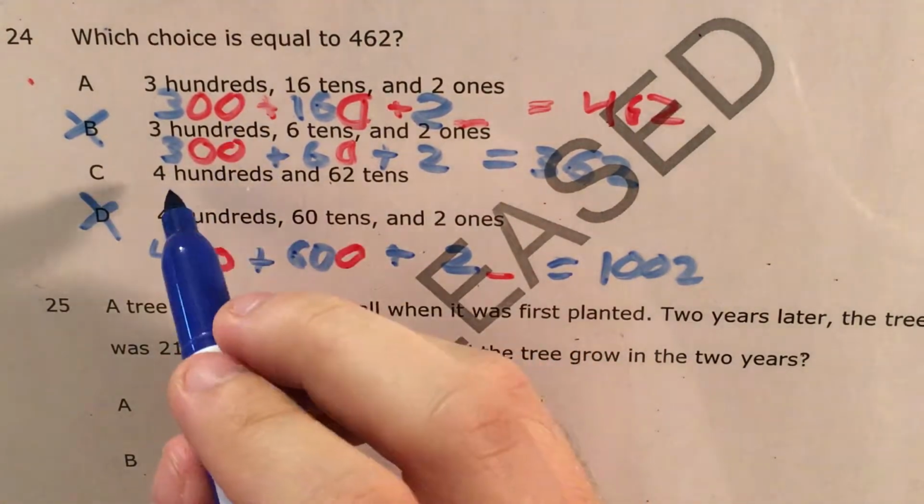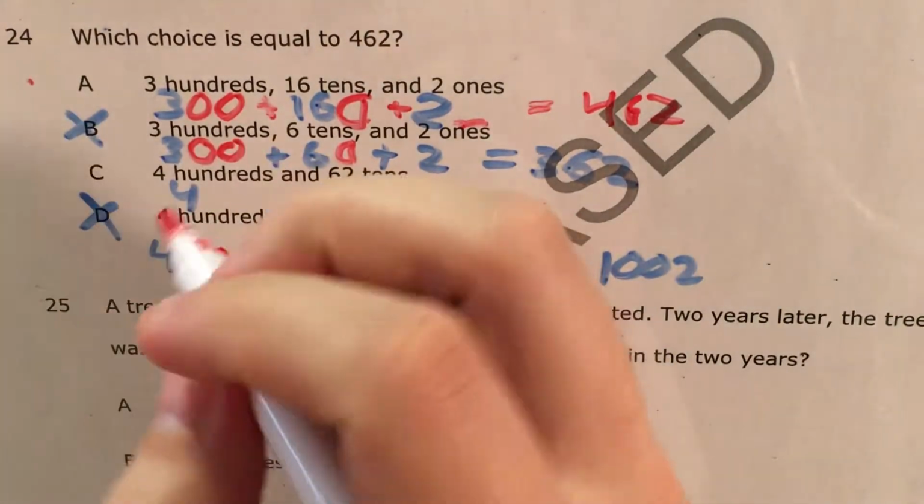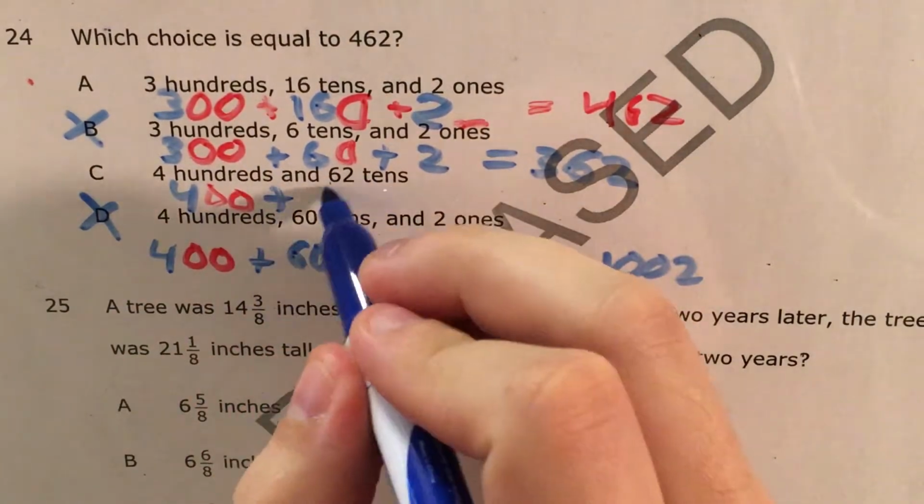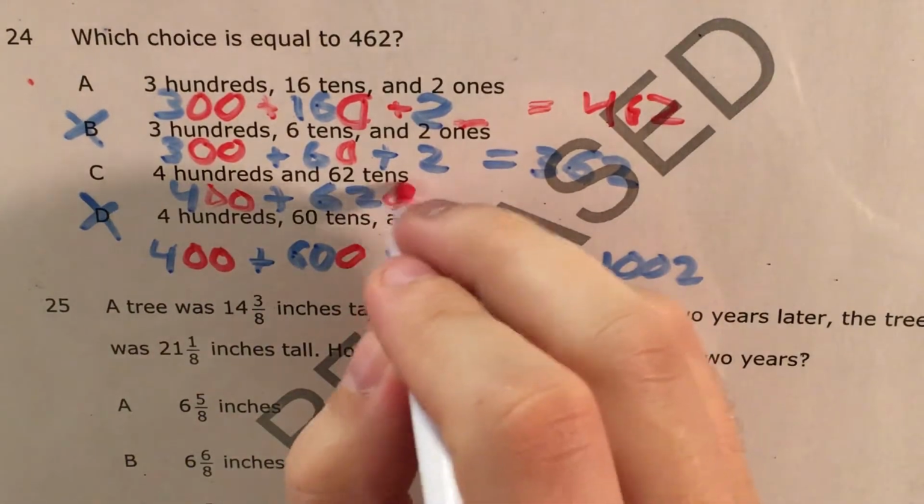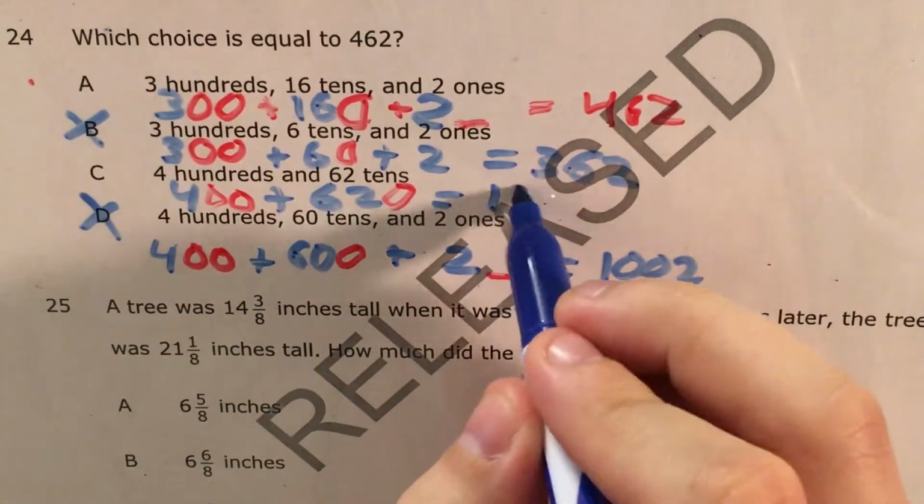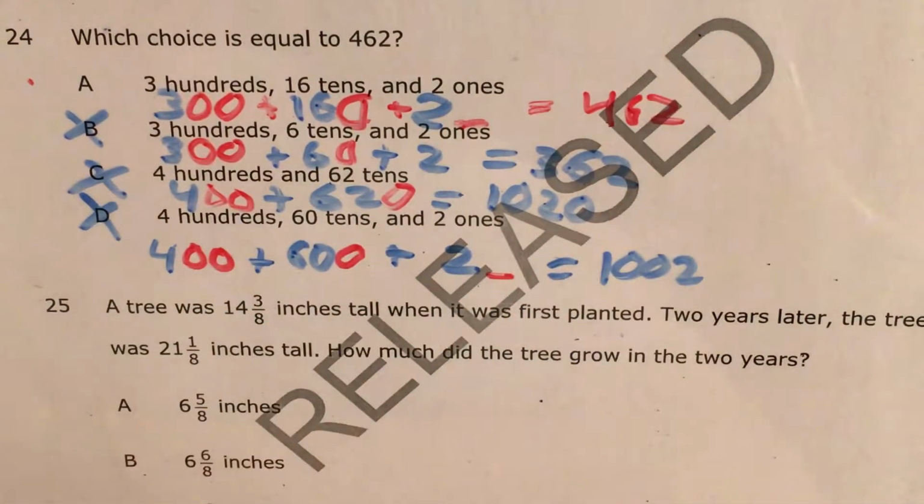And finally, just to make sure, we're going to test choice C. That's 4 with 2 zeros plus 62 with 1 zero, and that gets us 1020. Again, not what we're looking for. So after all that work, we narrowed it down to A. A is going to be our correct answer for number 24.